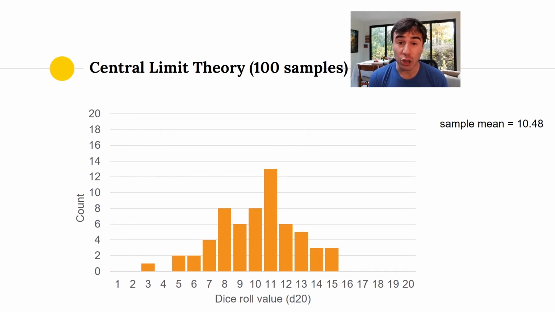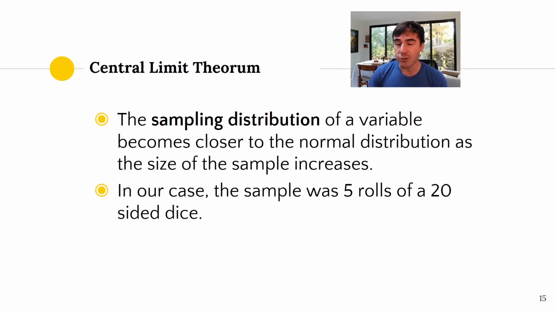This looked a lot like a normal probability distribution. And when I calculate the sample mean, the average value of this distribution, it's 10.48. Very, very close to the theoretical or population mean, which is 10.50. All right, so now you can understand what the central limit theorem is.